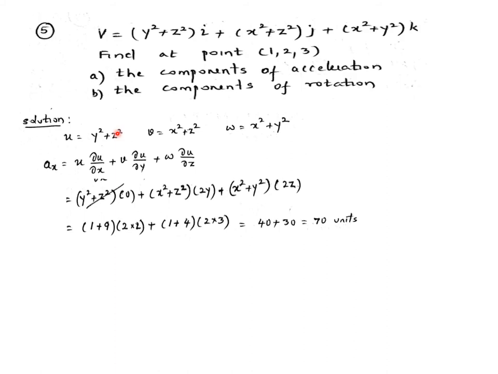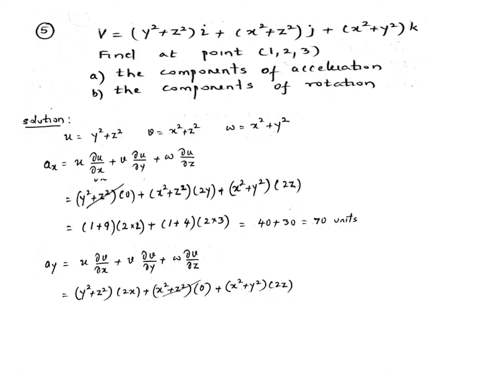Similarly, you can write an expression for ay, acceleration in the y direction, which will be u ∂v/∂x + v ∂v/∂y + w ∂v/∂z. Take u, substitute, take v, differentiate with respect to x, it will be 2x. Then v, which is x² + z², differentiate with respect to y, it will be 0. Take w as x² + y², and differentiate v with respect to z, which is 2z. Now substitute x = 1, y = 2, and z = 3. You get something like 56 units, meter per second square.